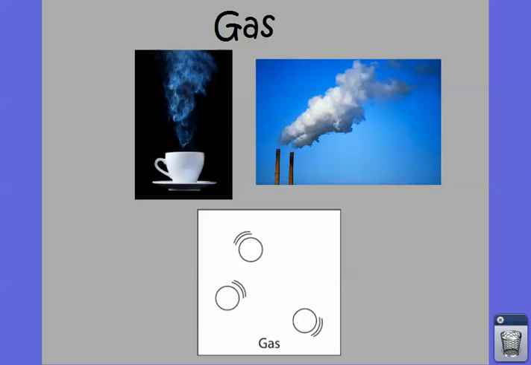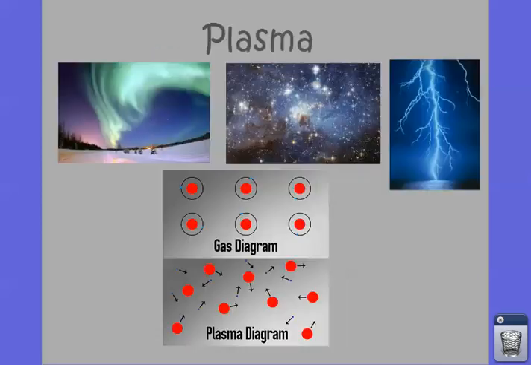There are some similarities between plasma and gas, but there are some distinct differences, and we really need to be able to identify the difference between them. Some examples of things that are plasmas are the aurora borealis, also known as the northern lights. Lightning is an example of this. Stars, fire.